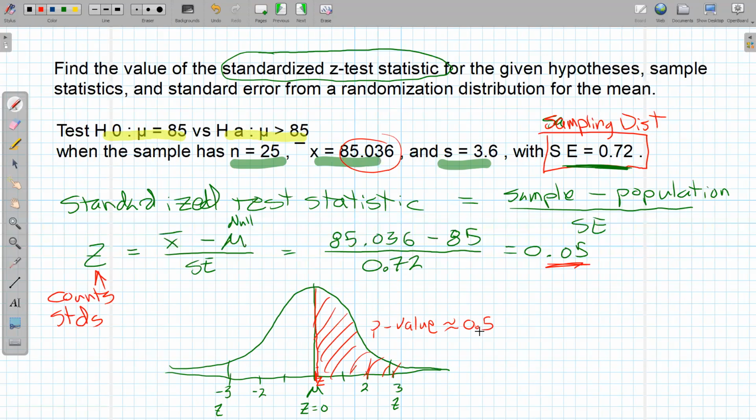All right, so the point here was calculating a z-score. One way to calculate a z-score is given a null hypothesis, sample statistics, and the standard error. So we need information from the population, information from the sample, and we need a little information about the sampling distribution. 3 separate things have to come together. All right, let's try another one.